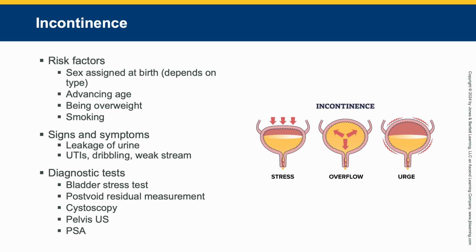For our clients with incontinence, providers may order bladder stress testing, post-void residual measurements, meaning they'll measure how much urine is left in the bladder after the client urinates, a cystoscopy, where they insert a camera into the bladder and look around, maybe an ultrasound, and then for our males, a prostate-specific antigen that will show basically the health of the prostate.